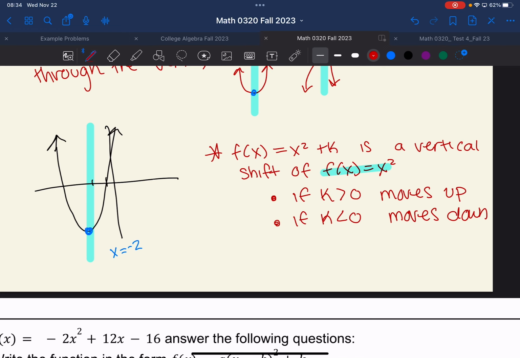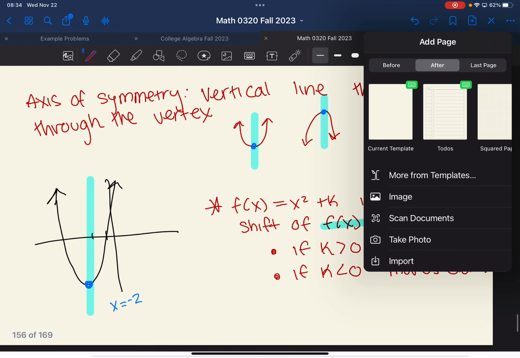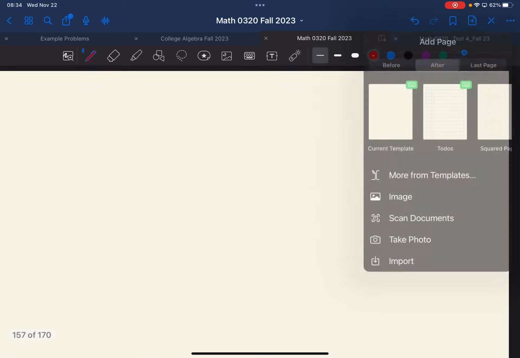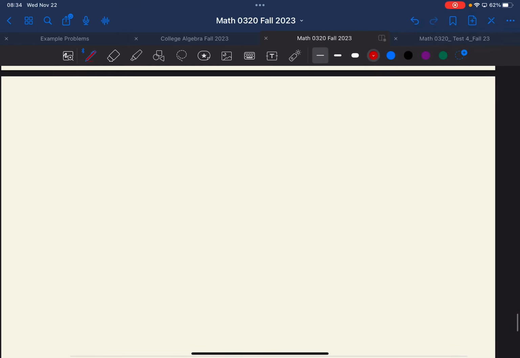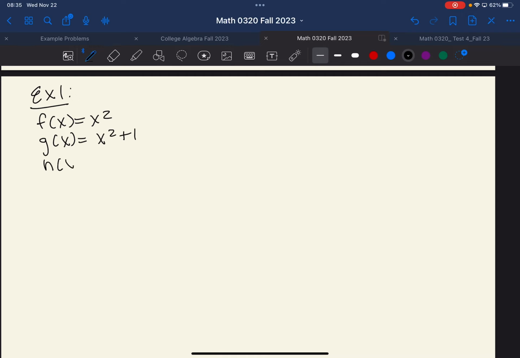So looking at the first example, example 1, we have three functions here. We have f of x is equal to x squared. We have g of x is equal to x squared plus 1, and h of x is equal to x squared minus 2.